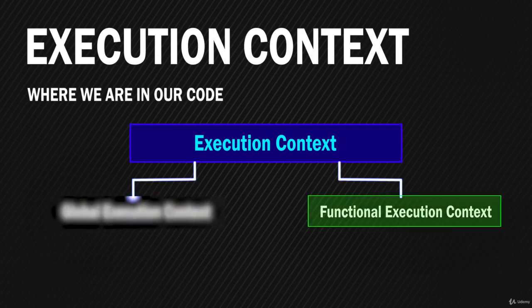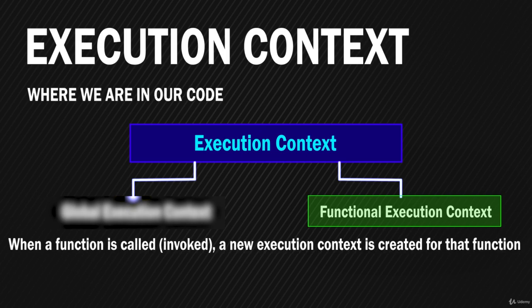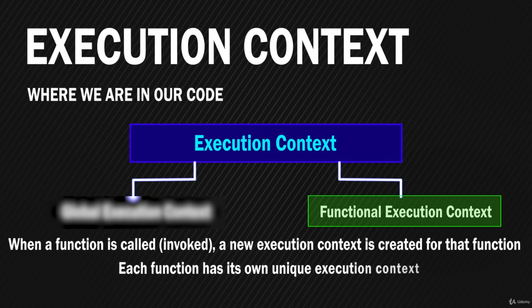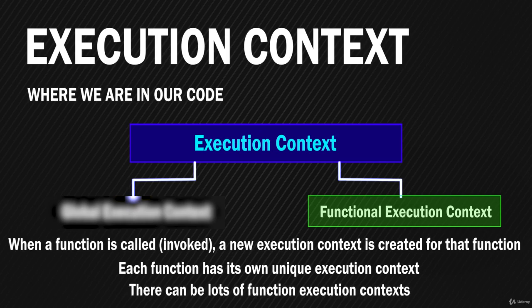You've got that nailed. Now let's move on to the second type of execution context, and that is functional execution context. Remember how we just said that there can only be one global execution context? Well, a functional execution context is different, because when a function is called, and remember, what's the programming jargon for that? It's just invoked. When a function is invoked, a new execution context, in particular a new functional execution context, is created for that function. So this means that each function has its own unique execution context. And I just want to stress this again, there can be lots of functional execution contexts running at the same time.